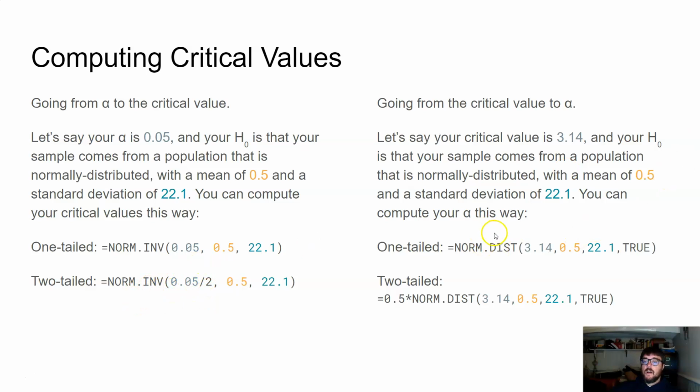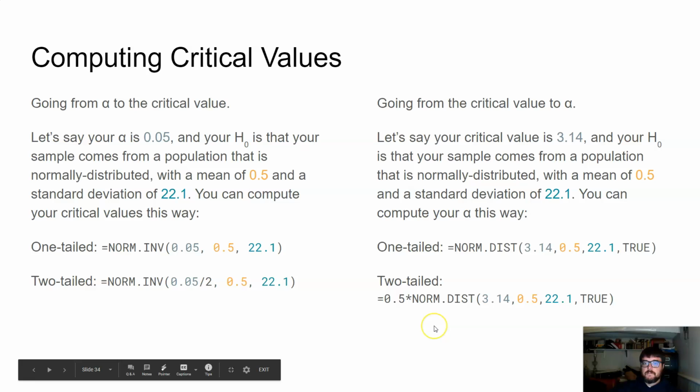And then the opposite direction critical value is 3.14. Your H0 is the sample that comes from population. This should probably be a 2 rather than a 0.5. So you can compute those that way. So that's how it works with the normal distribution.